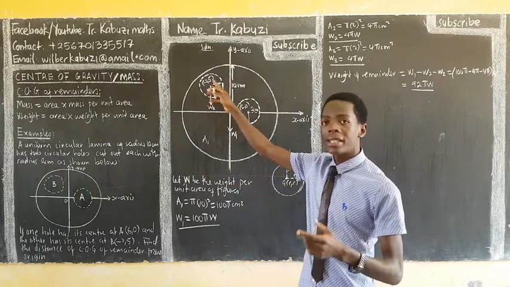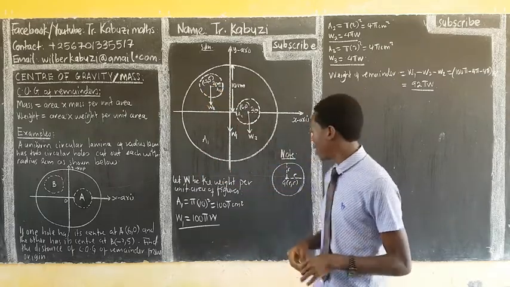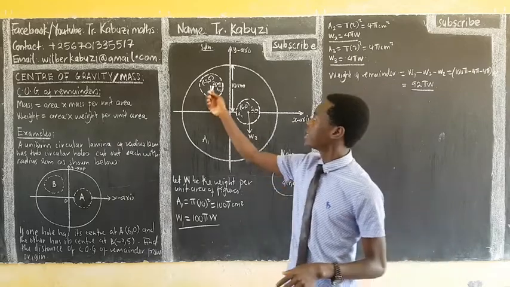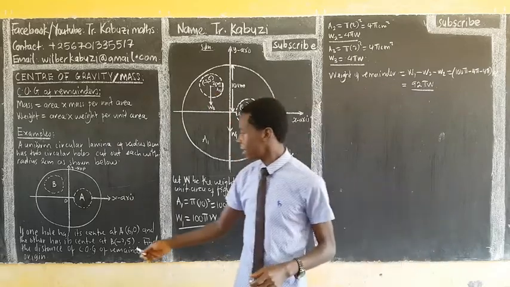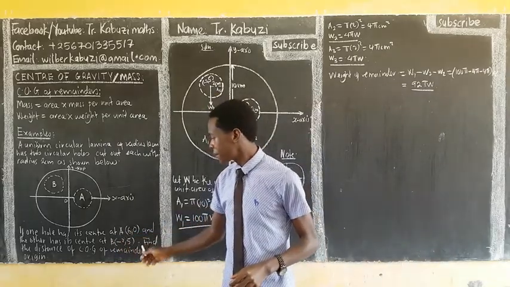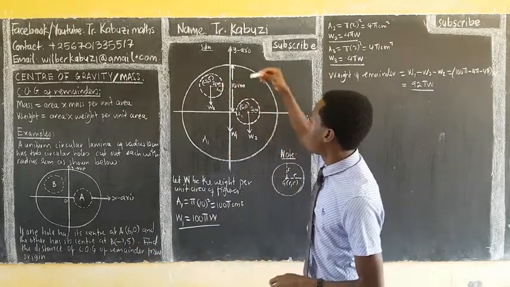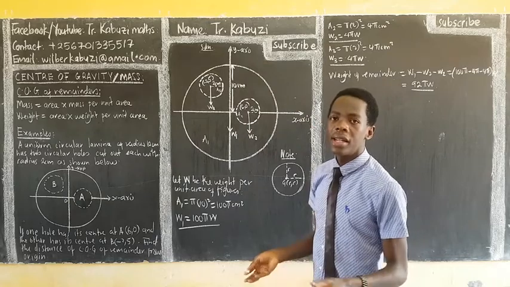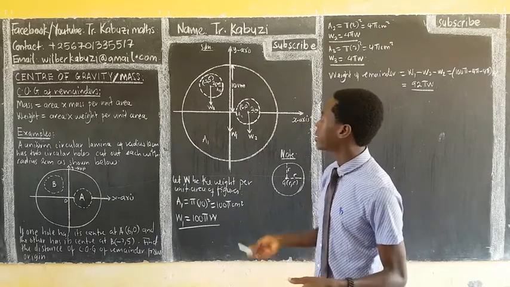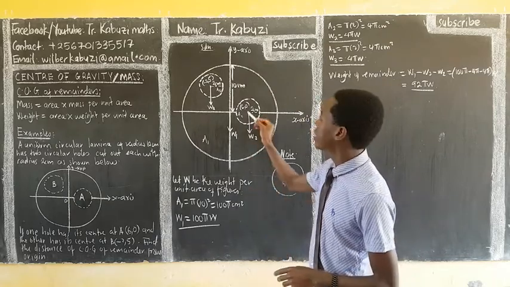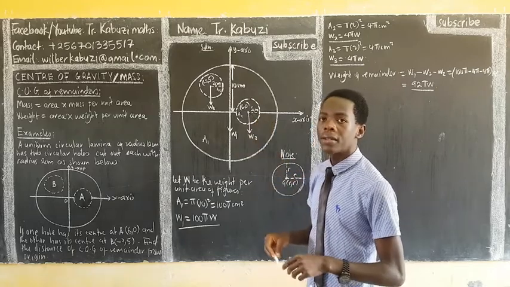It means that the weight acts at the center of a circle. Because this is the center, they are giving us the centers, as you see. The centers of A and B are those ones. So the weight is going to act here and the weight is acting here. We don't need to calculate the centers, because they are given, and where these centers are is where the center of gravity is.